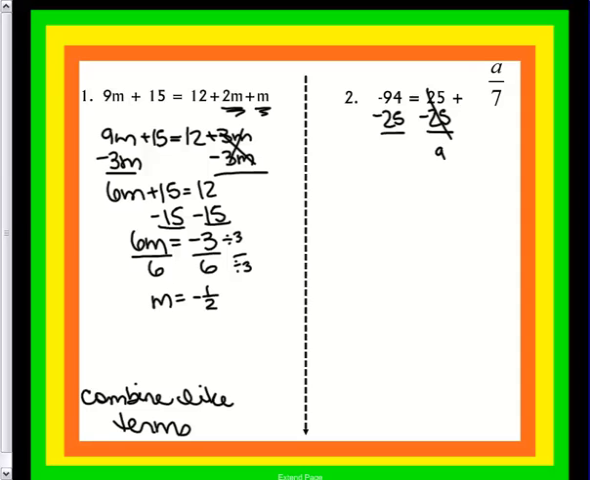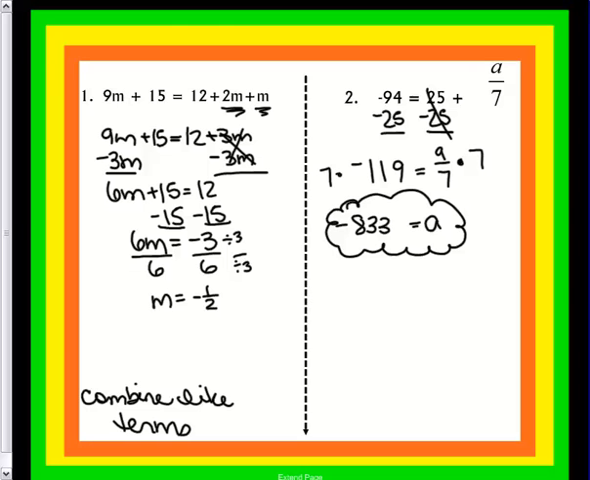This is gone, and I'm left with a divided by 7 equaling a negative, and 4 plus 5 is 9, and 90 plus 20 is 110. So 119. Now it's negative, so keep that in mind. Now a divided by 7, the only way to get rid of that is to multiply by 7. So when I do that, I get a equaling a negative 833. Okay, I'm going to bubble in my answers so that if somebody were looking for my answer, they could find it really quick.